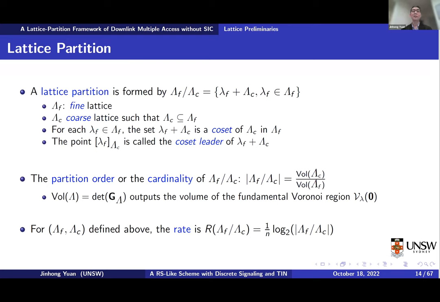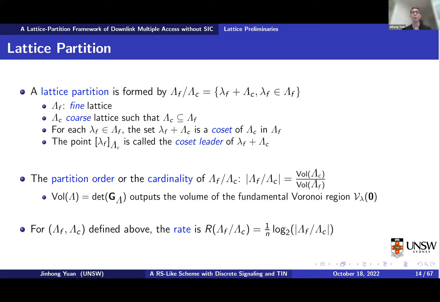But most importantly, the terminology we are going to use is lattice partition. What is a lattice partition? Assume we have a fine lattice, Lambda_f. We also have a coarse lattice, Lambda_c. The coarse lattice is a subset of the fine lattice. For each point in the fine lattice, you make a shift, or an addition, with the coarse lattice, and you form a coarse set. Any point within the fundamental Voronoi region is called the coarse set leader for that particular coarse set.